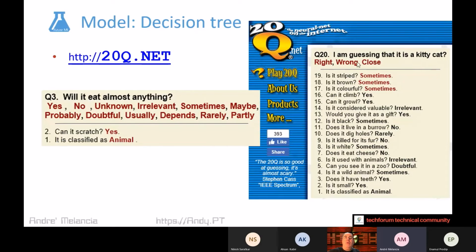So right, wrong, or close. Okay, so close can be an option instead of right or wrong. If it's wrong, it's just different. If it's close, well, maybe I'm in the right set of trees. I'm in the right set of two or three trees around, but maybe it's something similar. So I'll ask a few more questions.